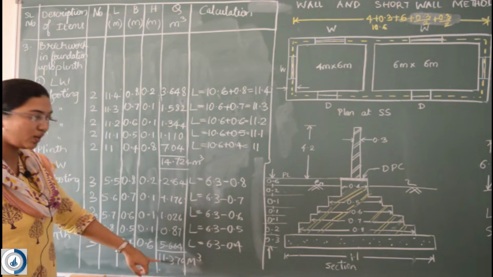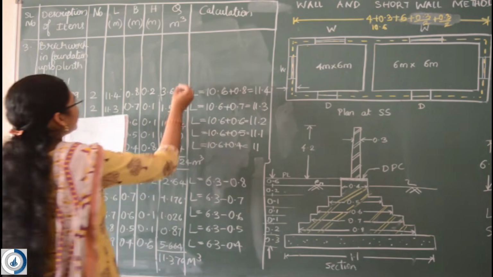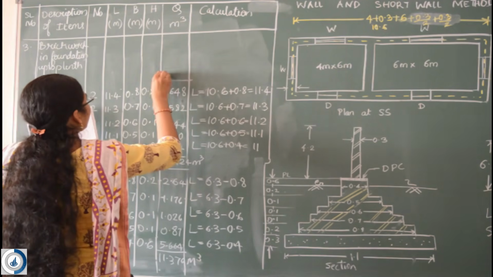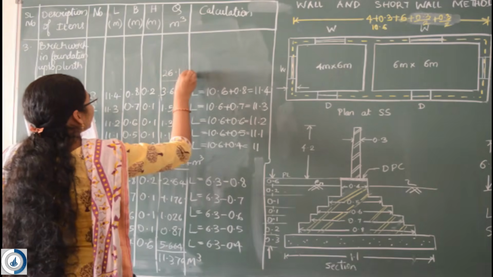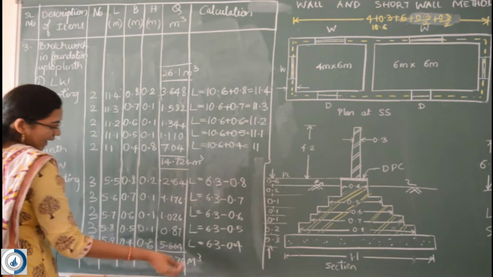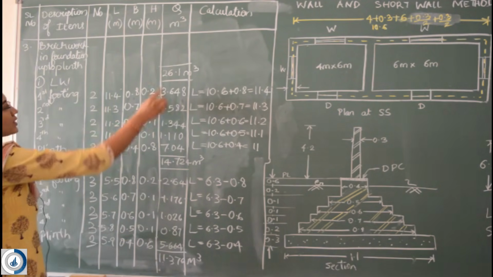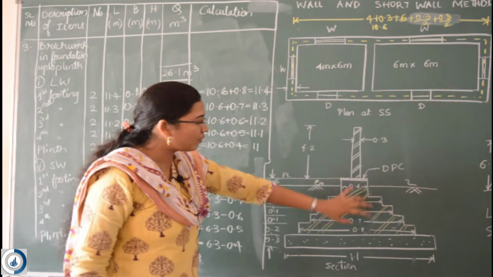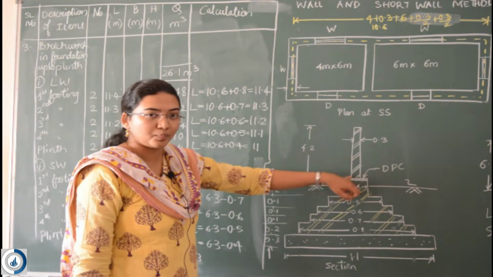So for calculating the total quantity, we have to add up the total quantity of long wall and total quantity of short wall. So I'll be writing over here, the total quantity is 26.1 meter cube. That is, when I added 14.72 and 11.376, I am getting total quantity as 26.1 meter cube. So that is the total quantity of the brickwork required for the foundation up to the footing.